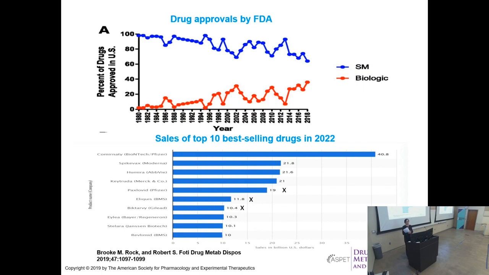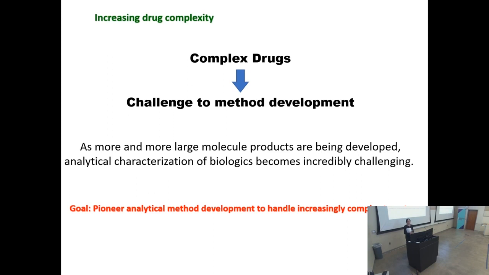For the top 10 best-selling drugs in 2022, 7 of the 10 drugs are large molecules. So as more and more large molecule products are being developed, analytical method development for biologics becomes an incredible challenge. So our group's goal is to pioneer analytical method development to handle the increasingly complex targets.